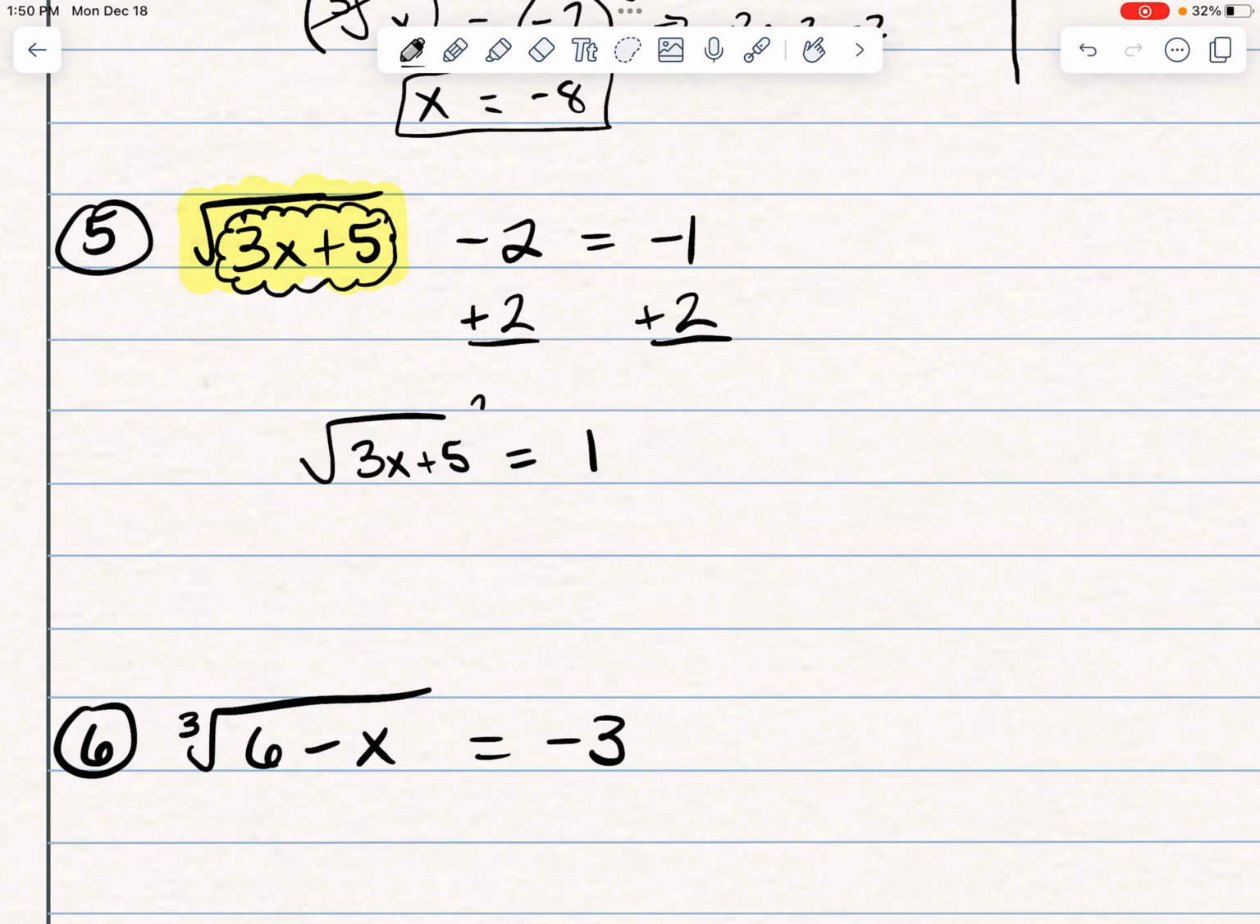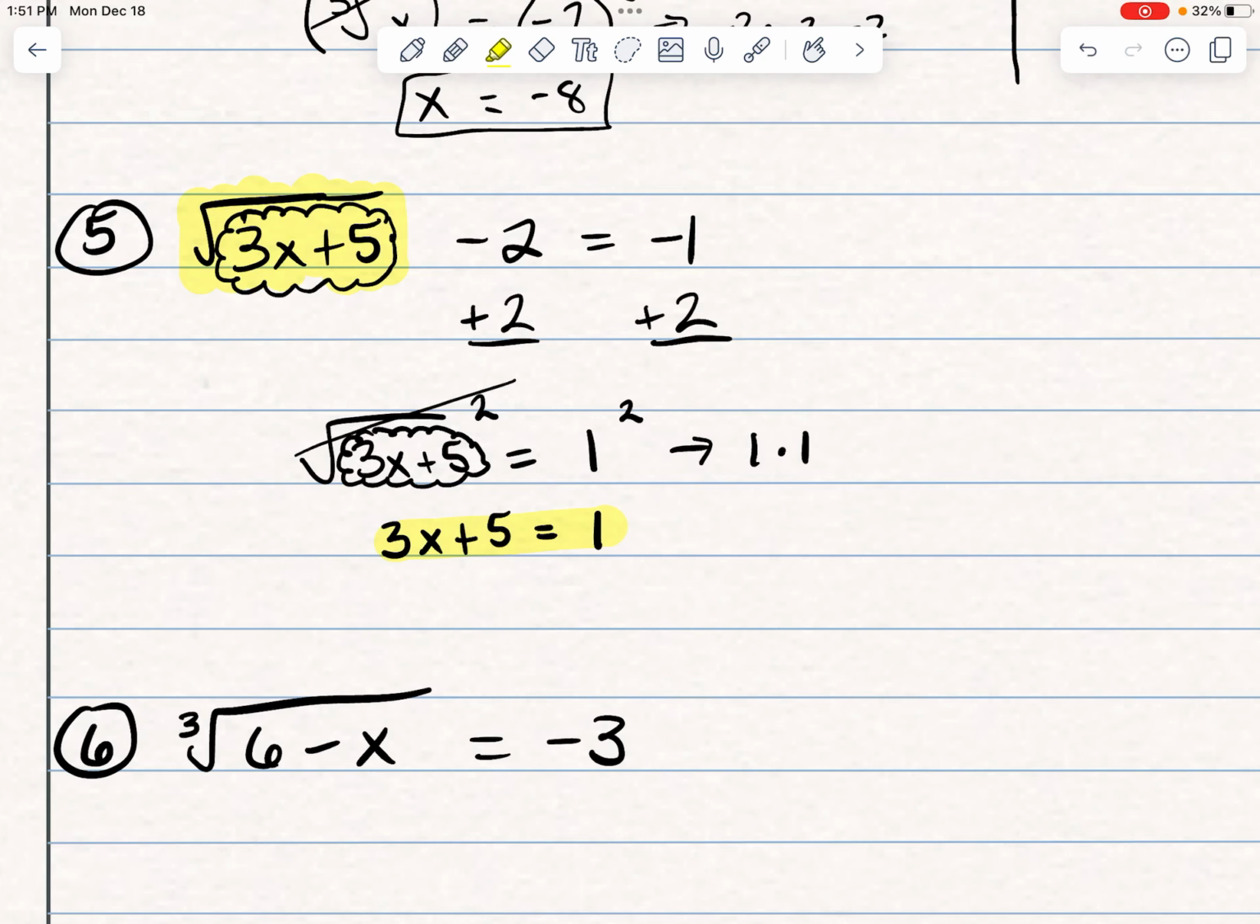And here, since this is the square root, we're going to square both sides. That's going to allow us to cancel out the square root, which will leave us with whatever's under the radical, whatever's under that square root. So we'll have 3x plus 5 equals 1 squared. 1 squared is 1 times 1, which is just 1.